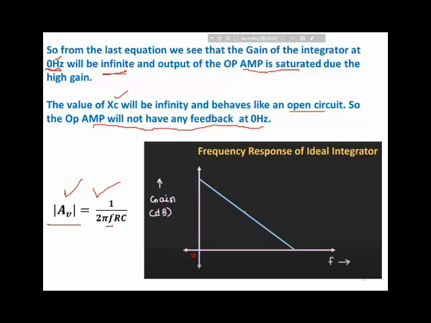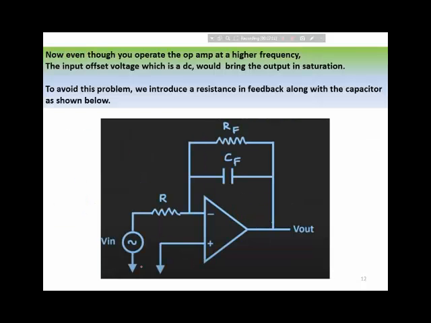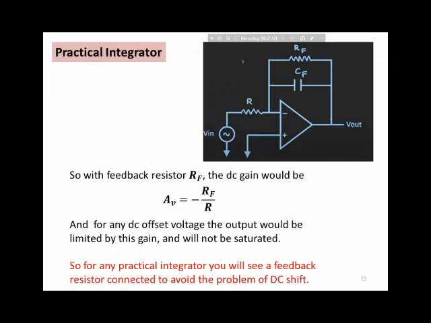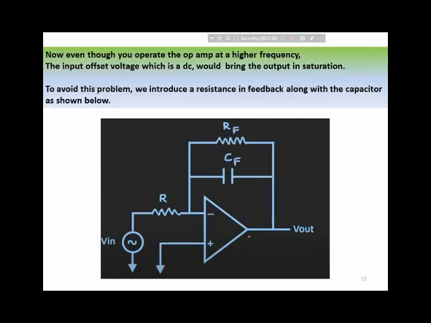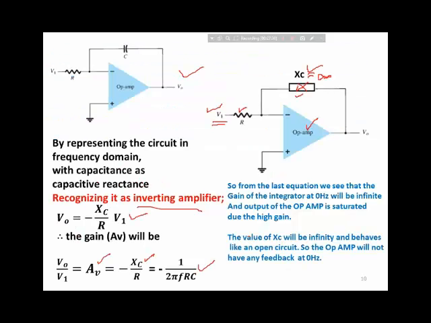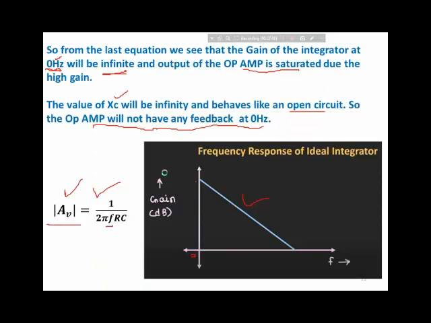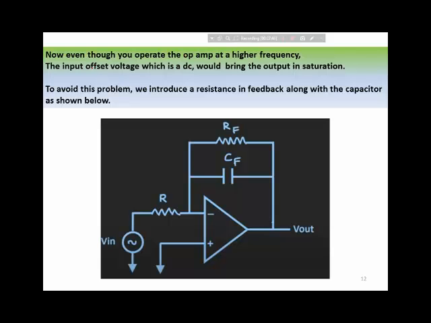So this is the frequency response of an ideal integrator. Even though you operate the op-amp at higher frequencies, so if you are not operating at DC, rather you operate it at higher frequencies, even then the simple integrator that we have seen would suffer from the fact that the input offset voltage, which is a DC as well, would bring the output into saturation.